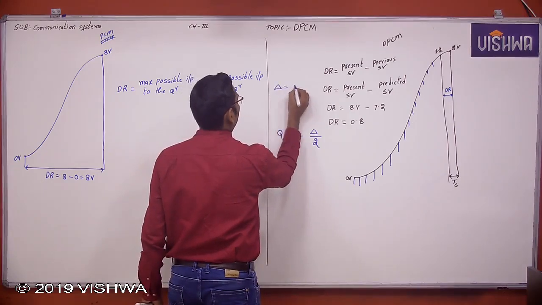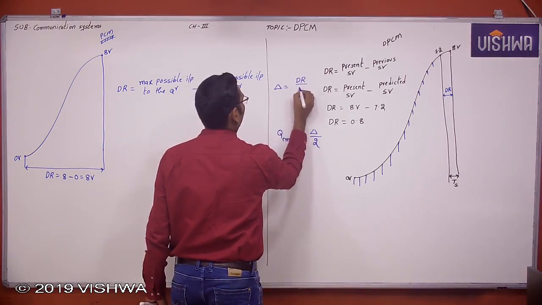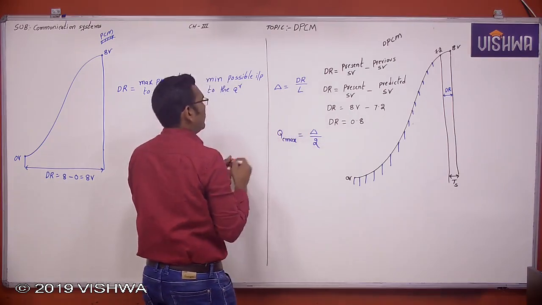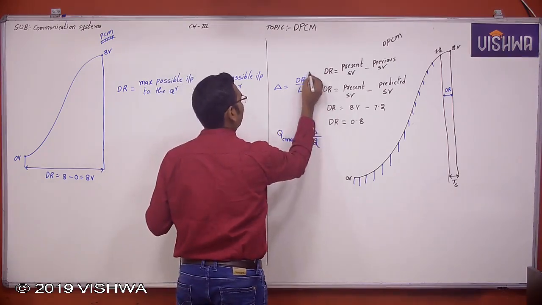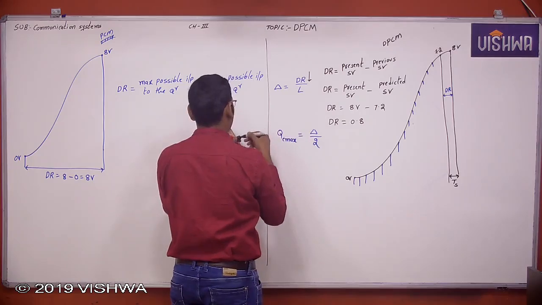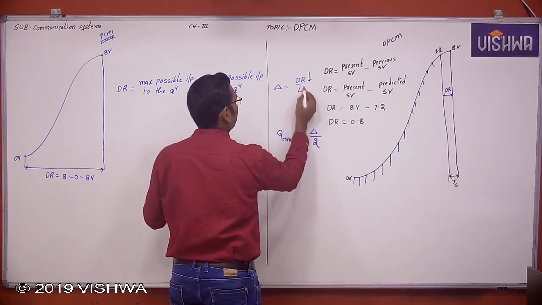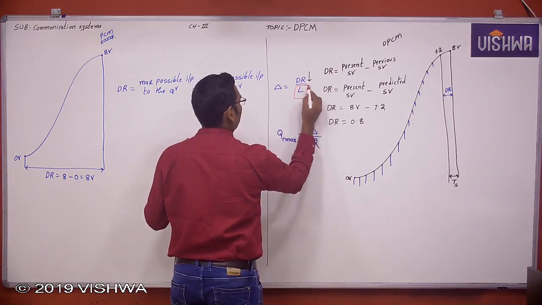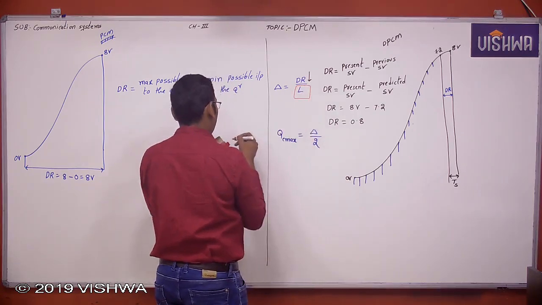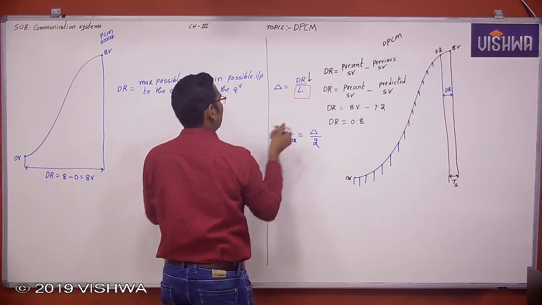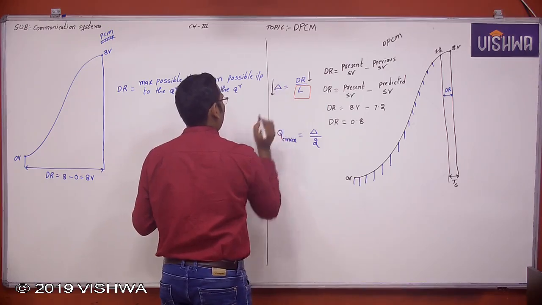The step size is nothing but the dynamic range divided by L. Now the dynamic range is decreasing. You are not touching L; L is constant, there is no change in L. Since the dynamic range is decreasing, obviously the step size should be decreased.